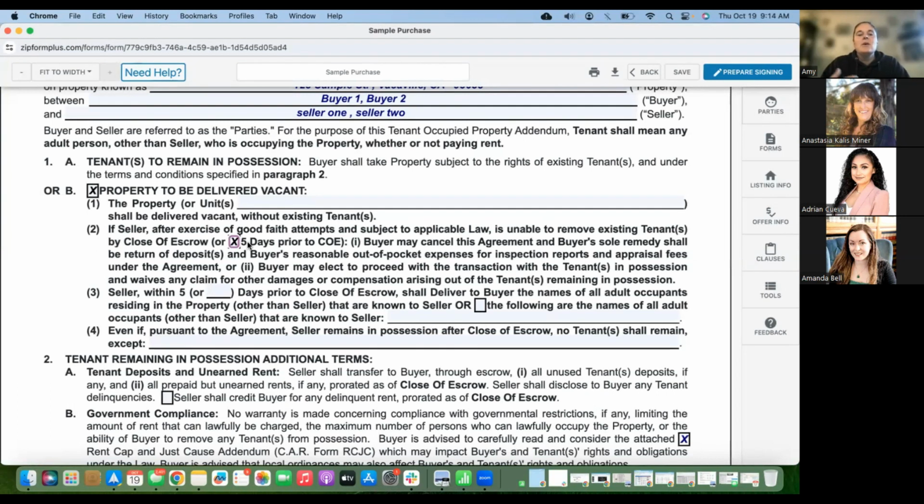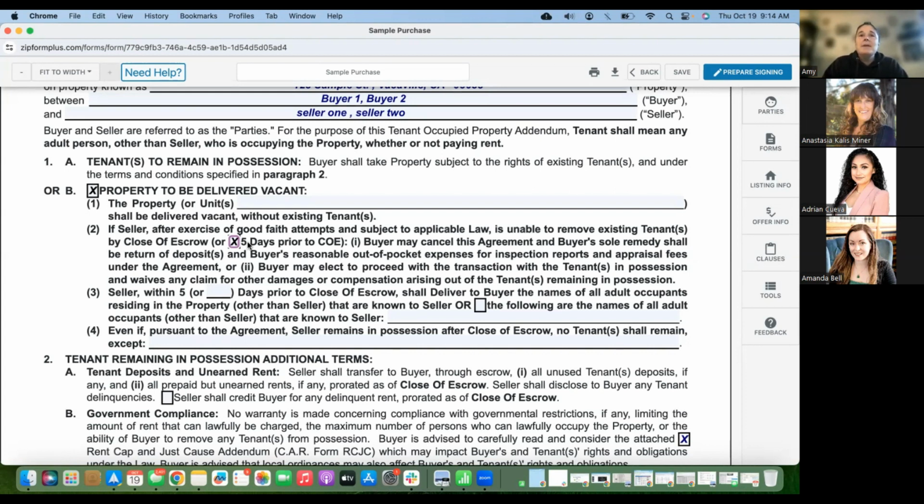Okay, so 1 is just outlining, hey, it's to be delivered vacant. 2 is saying, hey, when are the tenants going to be out? Are they going to be out by the close of escrow or before the close of escrow? Check your box. And then keep in mind here that it's saying that, hey, the buyer is due the deposit and any reasonable out-of-pocket expenses for inspection reports, appraisal fees under the agreement.